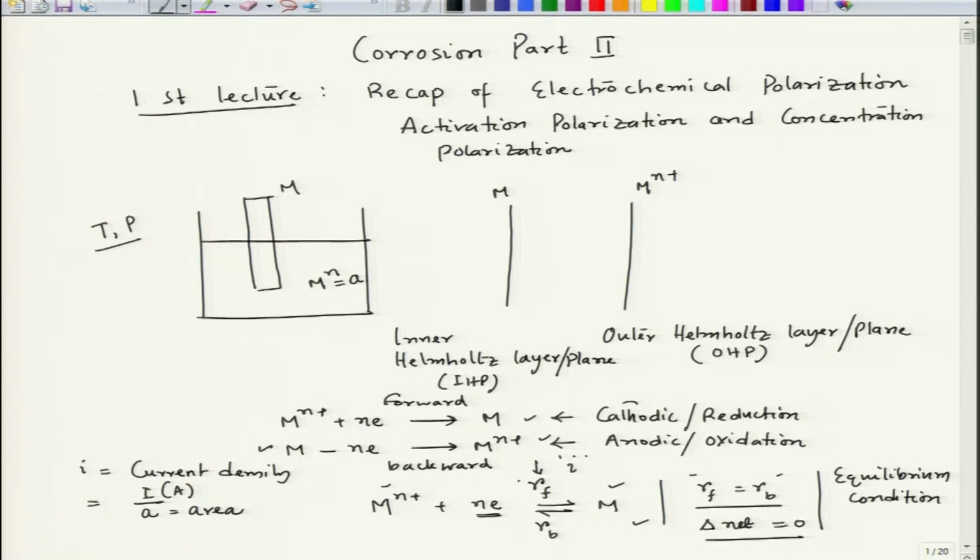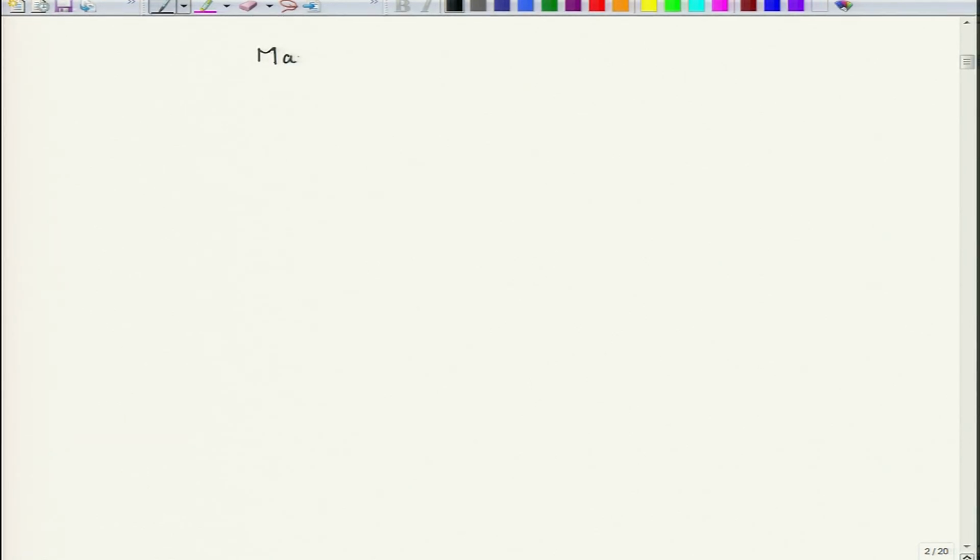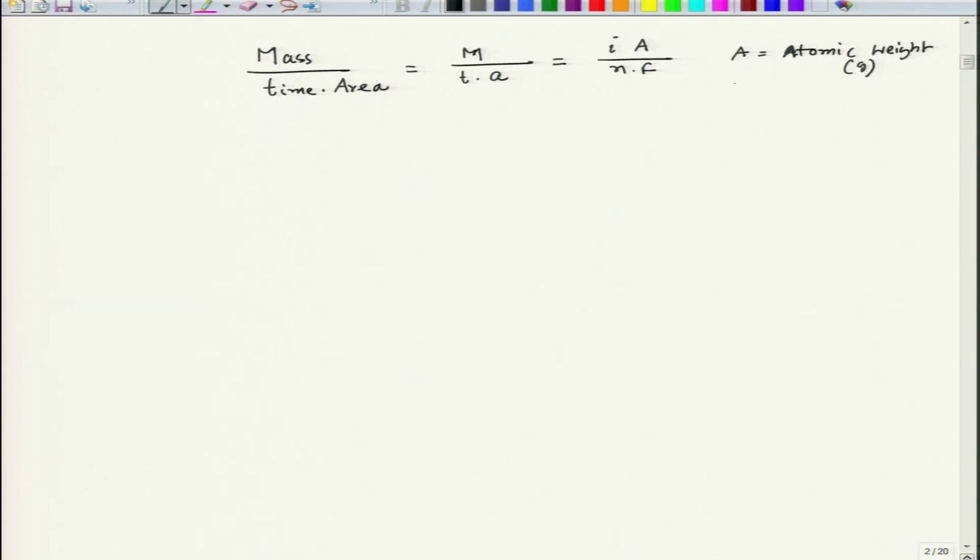So, then I can express either the deposition rate or the dissolution rate in the form of mass per unit time per unit area, which is written as m divided by t divided by area. It can be related to i by A, where capital A is nothing but the atomic weight, n, F. What are those terms? i of course is the current density, A is atomic weight in gram, n is equal to the number of electrons participating in the unit reduction process or oxidation process.